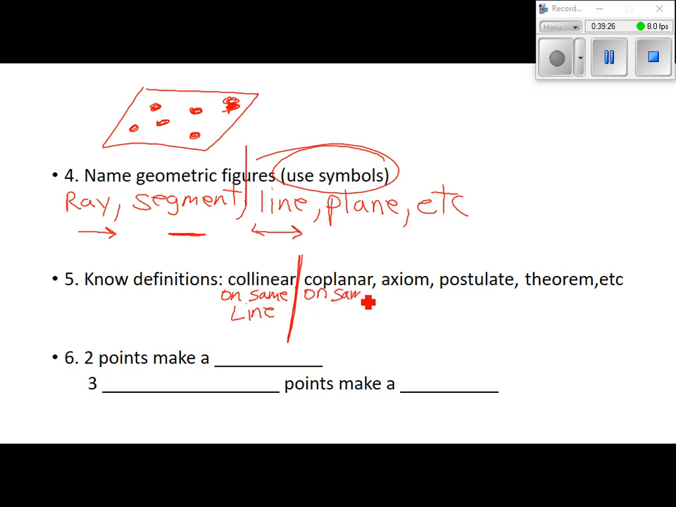On same plane. Things on the same plane. Ignore that extra part going up through there.